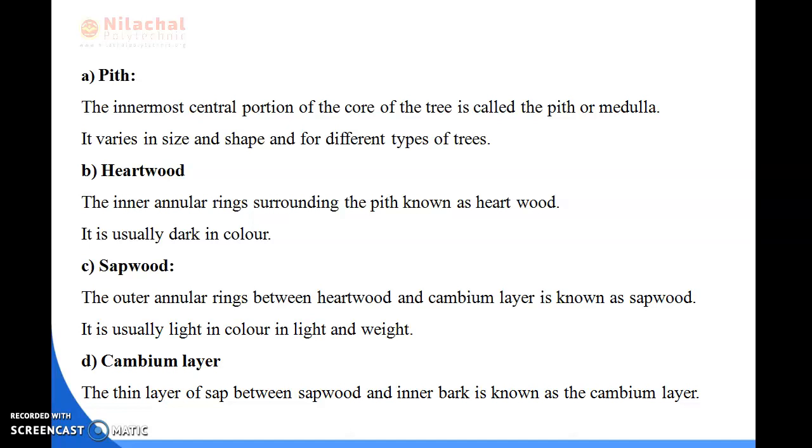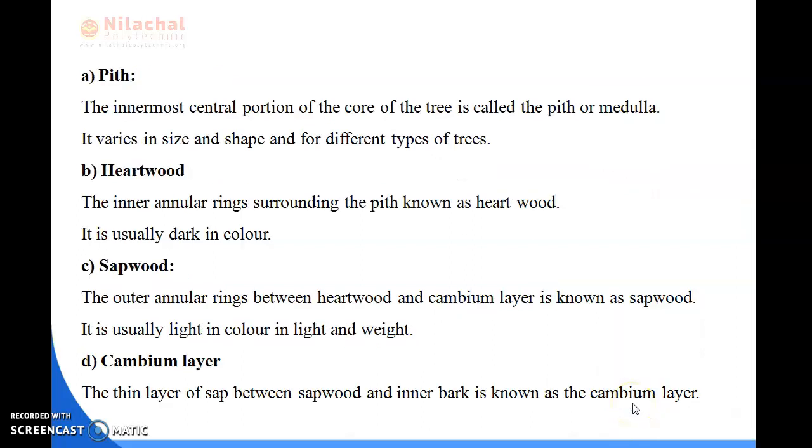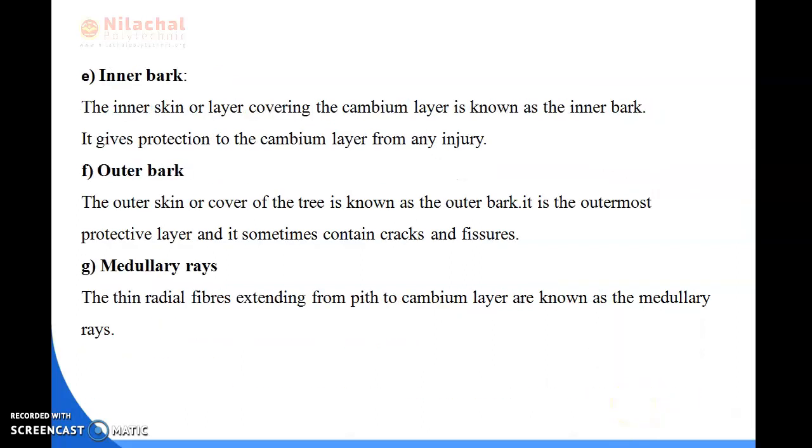Next is cambium layer. The thin layer of sap between the sapwood and the inner bark is known as cambium layer. Here you can see the diagram of the cambium layer. This is the cambium layer. So we can say that the thin layer of the sap between the sapwood and the inner bark is known as cambium layer.